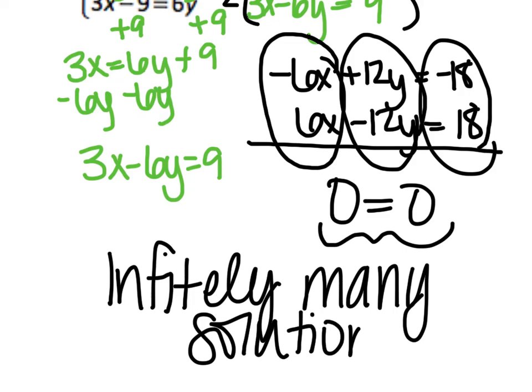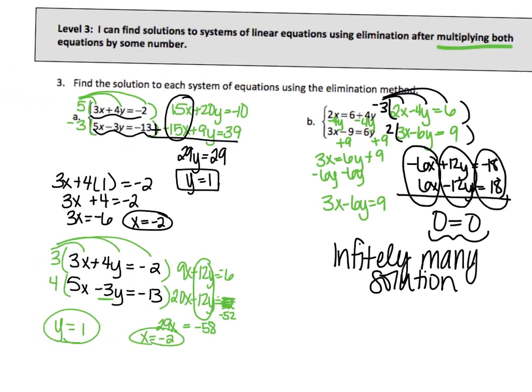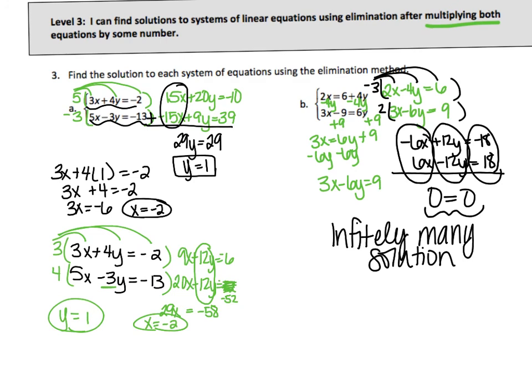What this means is that any x value and any y value will make this equation true. So there's a bunch of different answers that you could put for this. So we can just write this as infinitely many solutions. And the last thing that we have to remember to do is for each problem, write it as an ordered pair. So the first one would be negative 2, 1. The second one doesn't have an ordered pair, so we'll just leave it as infinitely many solutions.